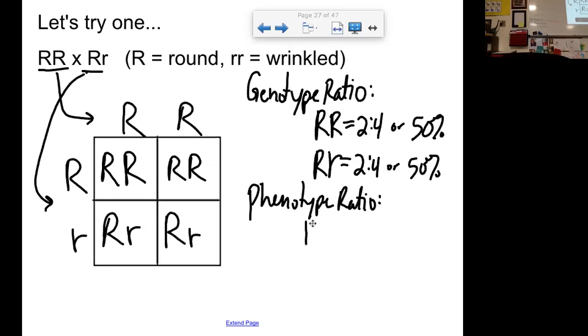So the ratio, you go round, 4 out of 4, because they all have a capital letter, or 100%. So that's the probability of these 2 parents. No matter what, their offspring are going to be round.